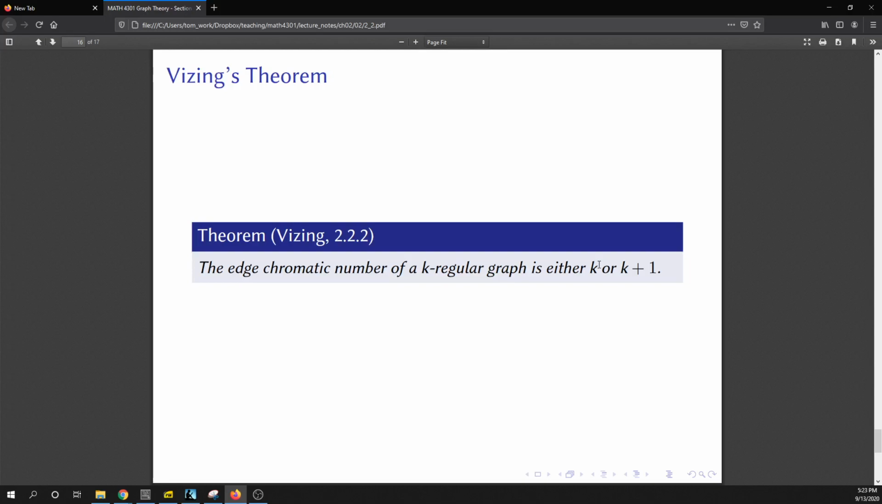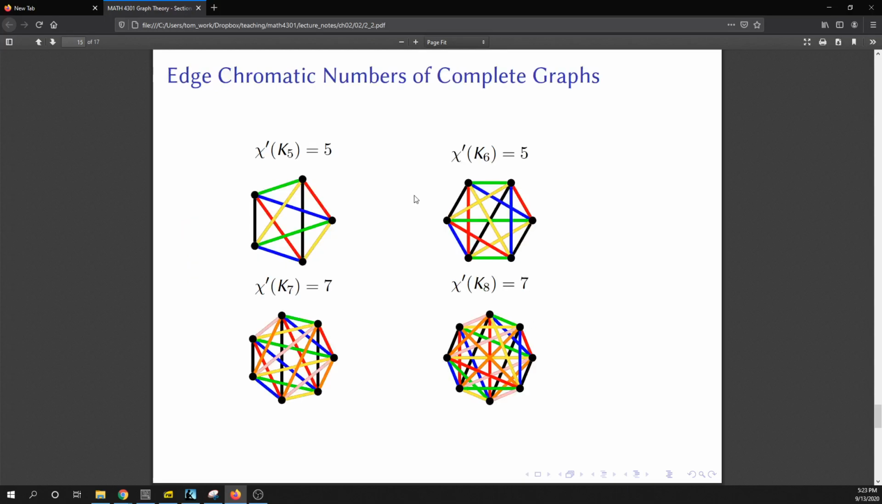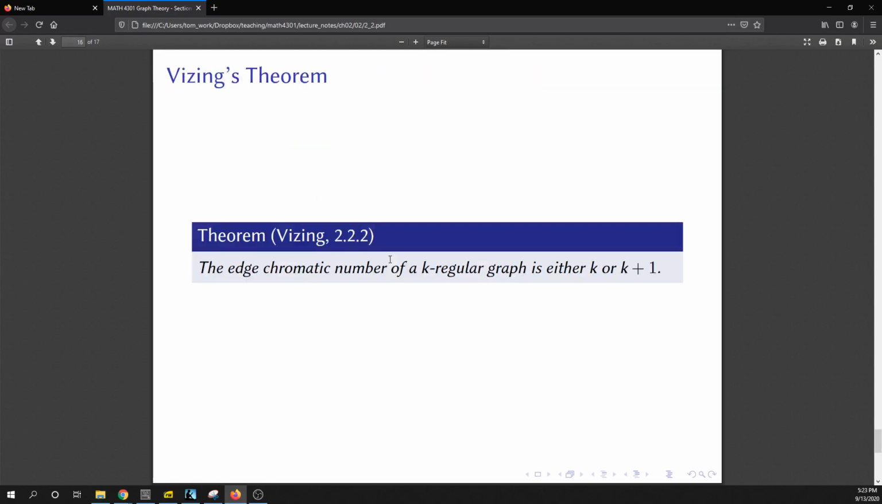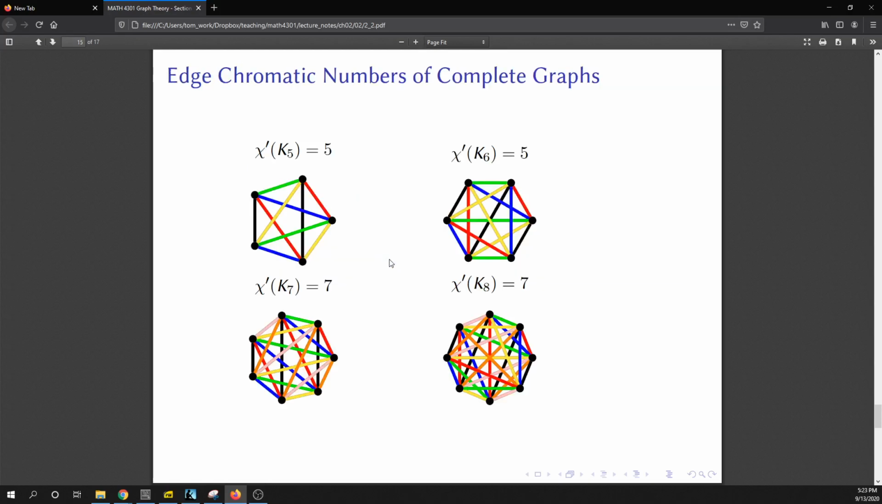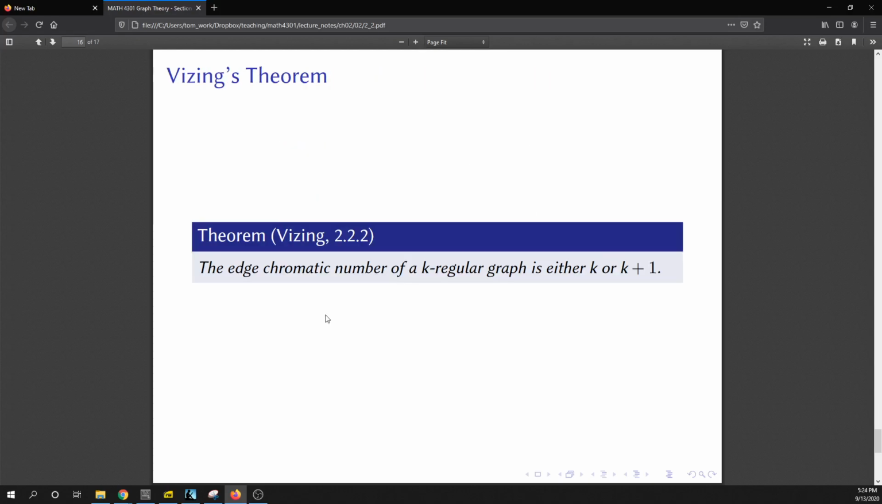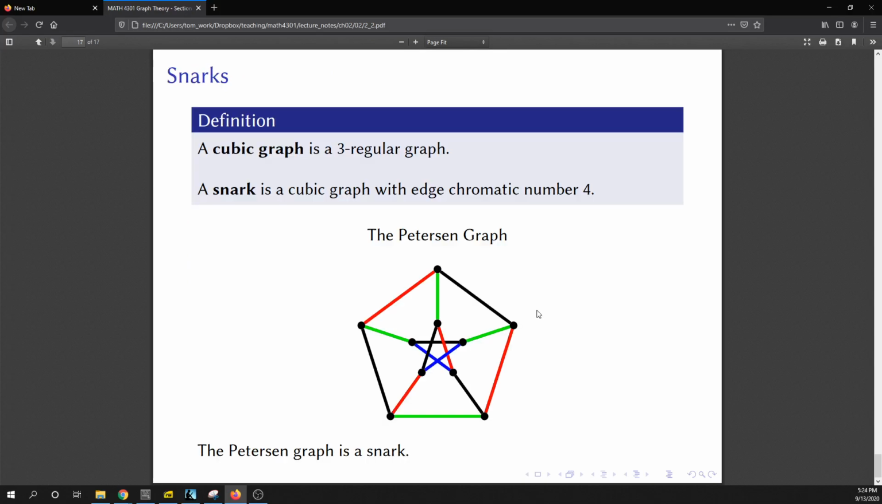And notice that makes sense for our complete graphs. If we look at those, they're all regular. So K5 is 4 regular, so Vizing's theorem says that its edge chromatic number is either 4 or 5, and it was 5 indeed, okay? K6 is 5 regular, and so therefore you can see its edge chromatic number is 5, again. That is in line with what Vizing's theorem says, okay? All right, again, we're not going to prove this one at all. Just state it and move along here.